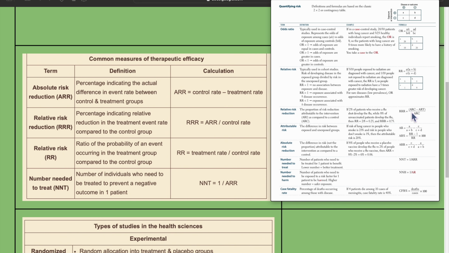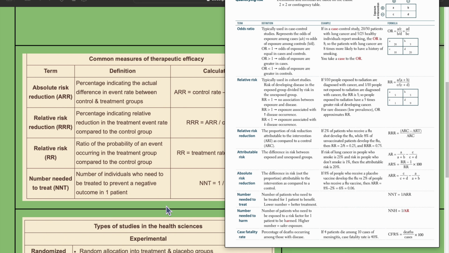Okay. So ARC is the control group and ARI is the intervention group. I haven't seen this formula before, so that's why I'm getting confused. But intervention groups, right? So control group minus the treatment group, right? And that is similar to ARR. So ARR, where'd it go? Right here. So control group minus the treatment group. Okay. I'm back on track now.